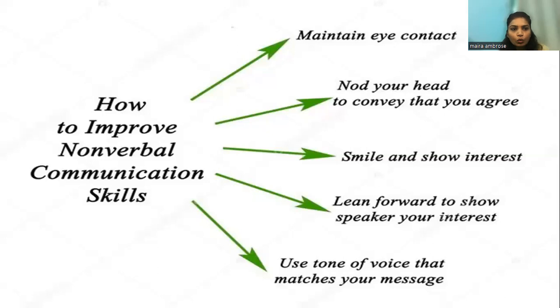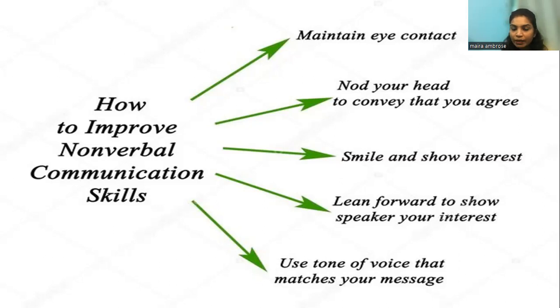Now, how to improve nonverbal communication, which I have shared earlier also, and all the COPAC, the nonverbal strategies, the nonverbal cues which we talk about. If we make eye contact, that is oculesics. Nod your head to convey your message. Kinesics means your body language matters a lot. Smile and show your interest, meaning showing empathy, showing concern, showing them that they are valued. Lean forward to show the speaker your interest.